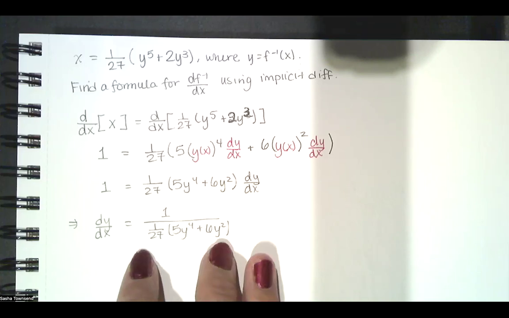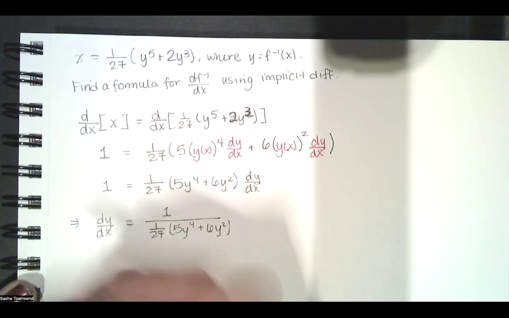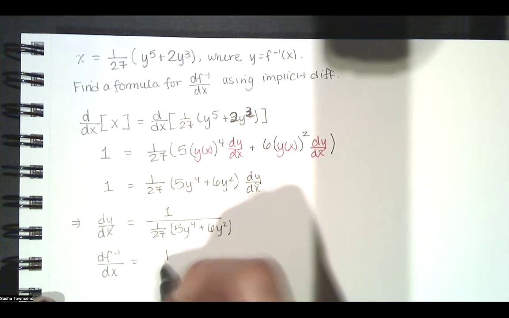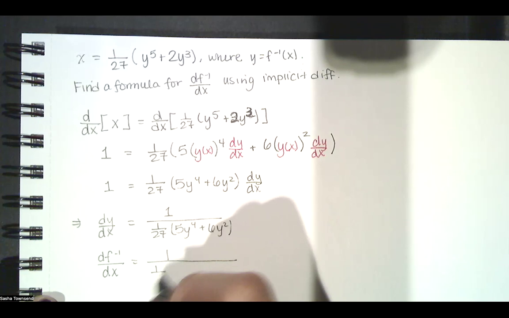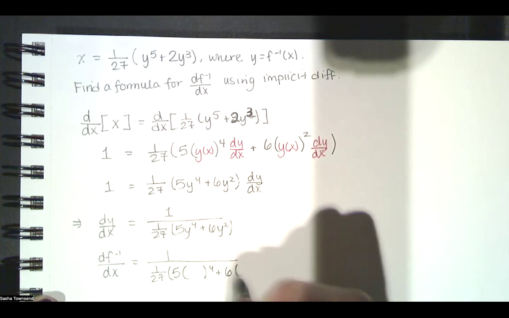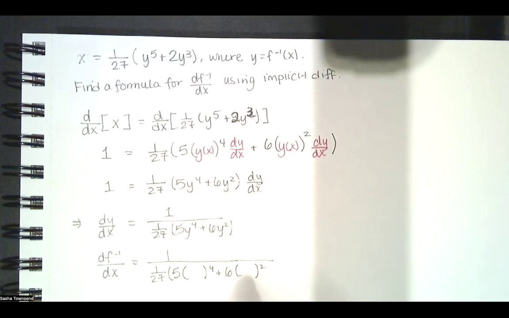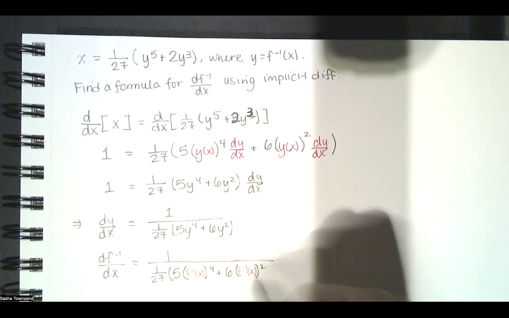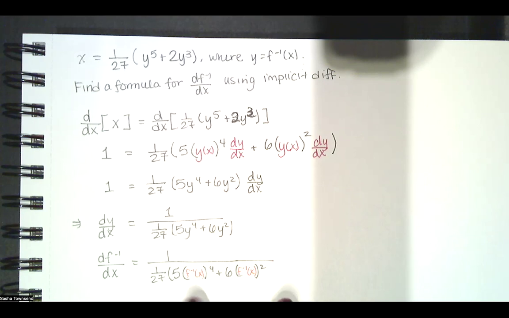All right, so that is the derivative of f inverse, because remember, y is actually equal to f inverse. So this is the derivative of f inverse at a particular x value. It's 1 divided by 1 over 27 times 5 times y to the 4th plus 6 times y squared. But you might say, well, what is y squared, and what is this y value? Well, it's actually f inverse at x. Now you can think about it that way if you want to. So you say, what's the derivative of f inverse at a particular x value? Well, it's 1 divided by this expression.